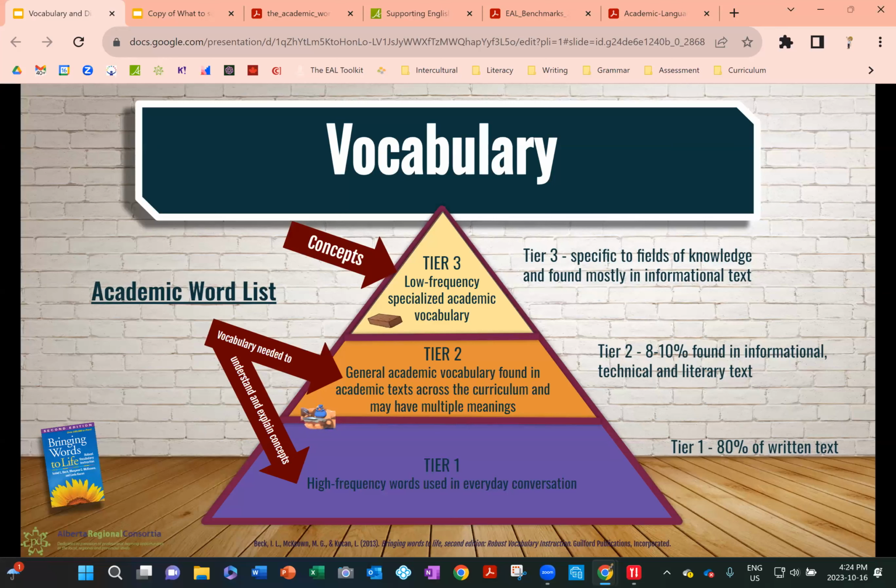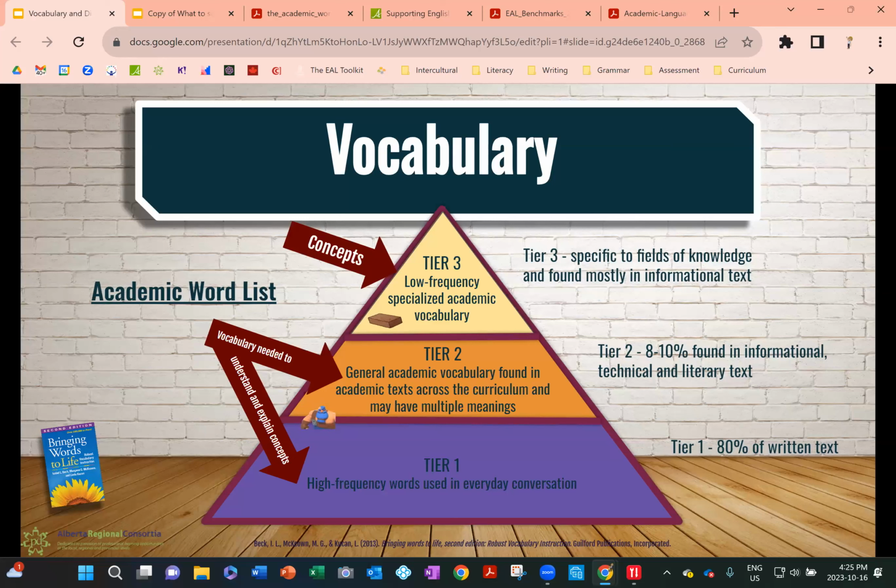And then we have tier 2 vocabulary, which is general academic vocabulary found in academic texts across the curriculum, and it may also have multiple meanings. On average, it makes up about 8 to 10% of informational, technical, and literary text. And then there's tier 3 vocabulary, which is low frequency academic vocabulary. That's the concepts, right? The bricks that we want our students to understand for whichever discipline we're working with.